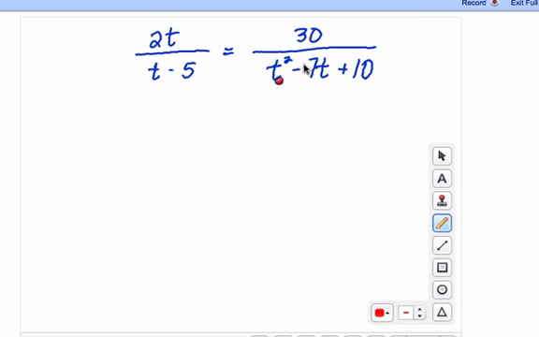Because there's a t squared here, we don't want to cross multiply, because we'd multiply it by this and this, which would give you your t cubed. So what we're going to do is find the common denominator. In order to do that, you're going to need to factor this denominator right here. What two numbers multiply to give you 10 but add to give you negative 7? That is going to be a negative 5 and a negative 2.